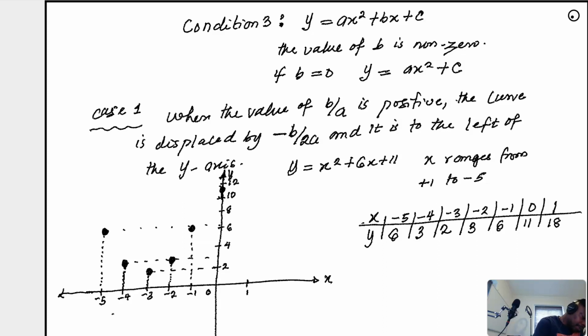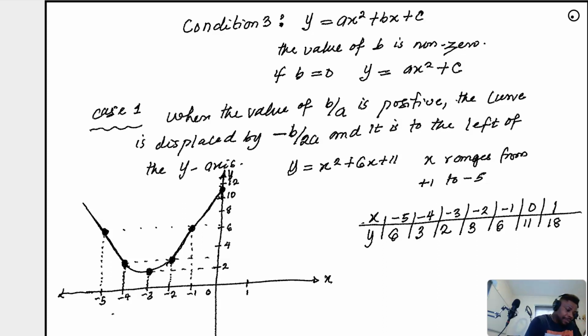But the main point here is that if I connect all the dots together, which gives my curve, not really connected well, but we can manage. You will see that this curve is on the left side of the y-axis.